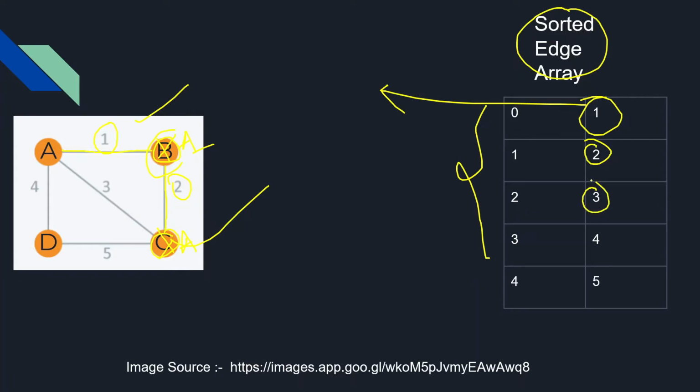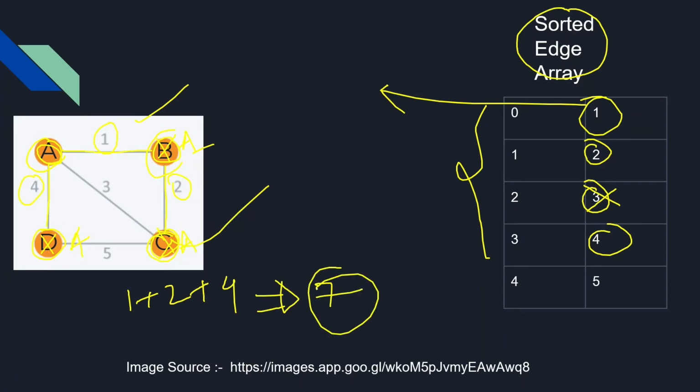Now we have 3 for the edge 3. Both of them have the same label, so we will not do anything. Moving on to 4, the label of D is D and the label of A is A. Both of them have different labels, so we will change the label of D to A and include the edge 4 in the MST. Now the resultant MST will have the weight 1 plus 2 plus 4, which is equal to 7.